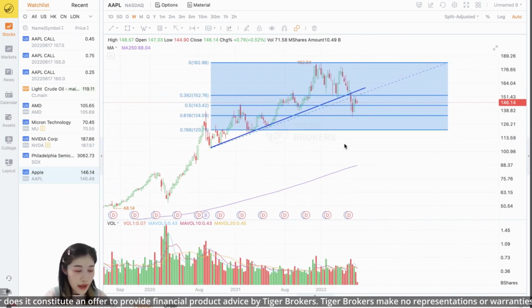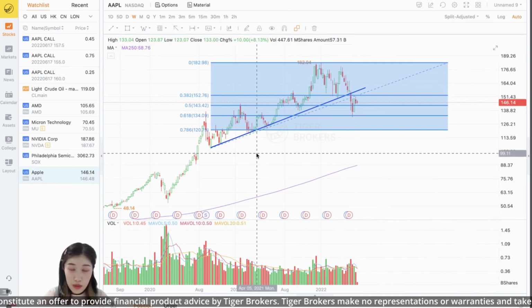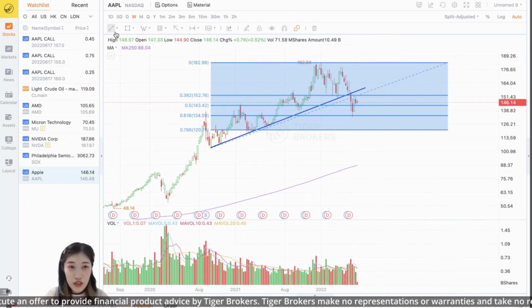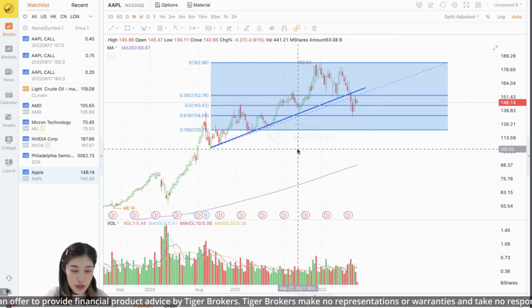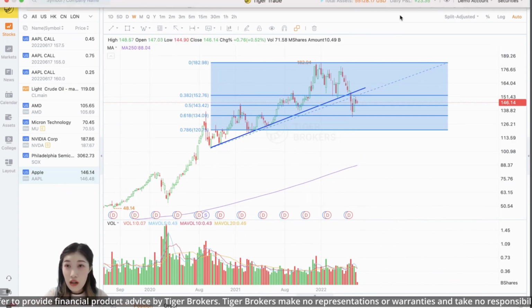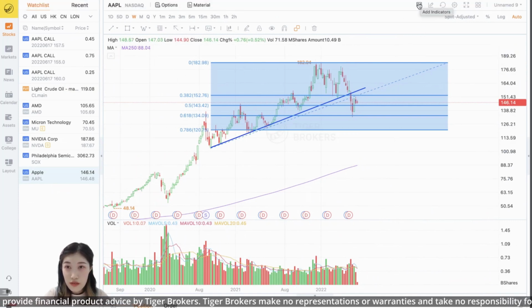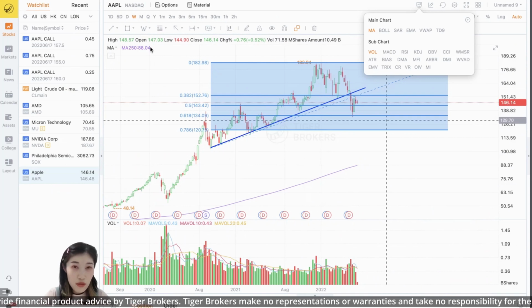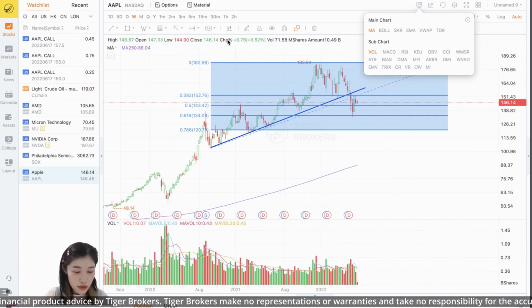Now, so far we have touched base on the basics of MA and the drawing tools we have, such as the bullish trend line and the Fibonacci retracement tool. There are a lot more indicators at your disposal and a lot more drawing tools, so feel free to explore by yourself.